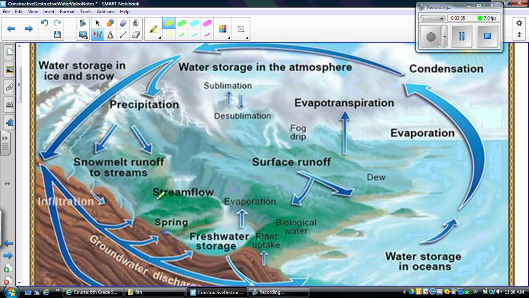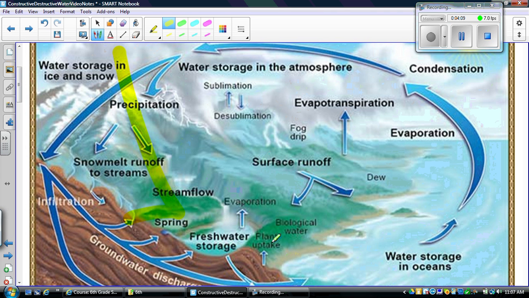And remember, this cycle is a continuous process. There's no beginning or end to it. All the water that we have here on earth is all we're ever going to have. It just gets moved around and changes state. So water is a solid when it's in ice or snow, can change into a liquid when you add heat energy, and then that liquid, it could be in the ocean, rivers, ponds, groundwater, plants, animals.